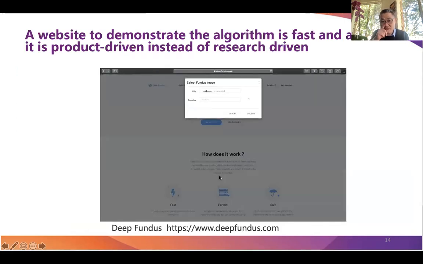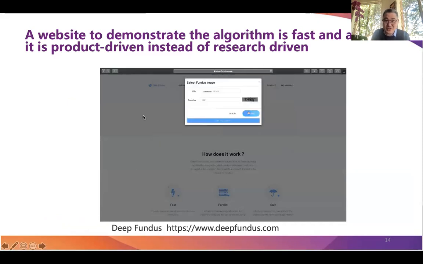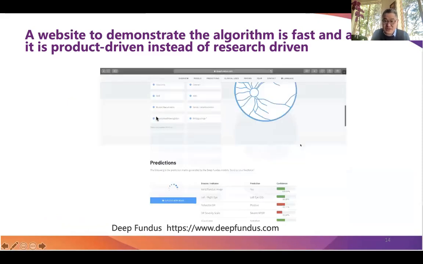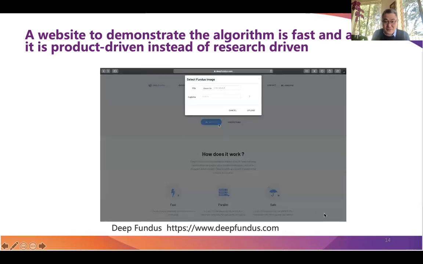So then we also set up a website where people can upload their image and test the performance of the AI algorithm. In a couple of seconds, we can generate a list of classifications, not just eye diseases, but stroke and biological age and so on.